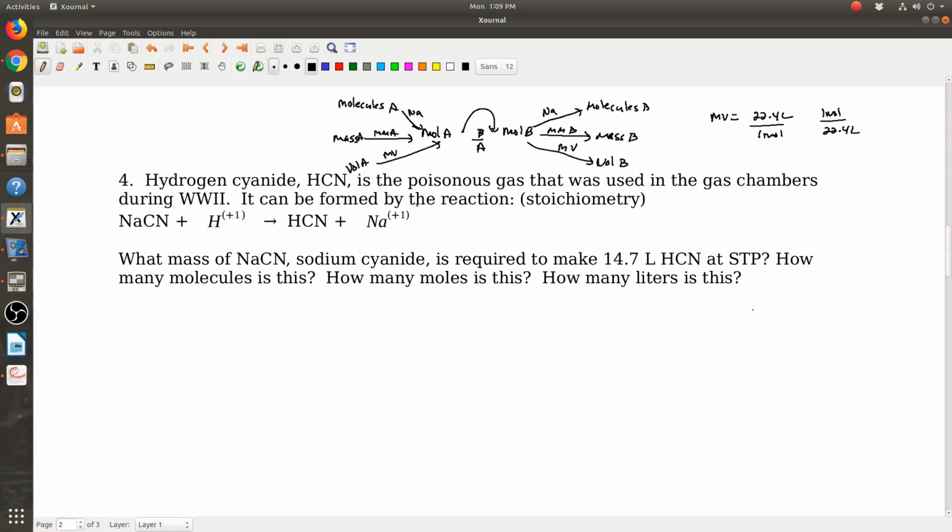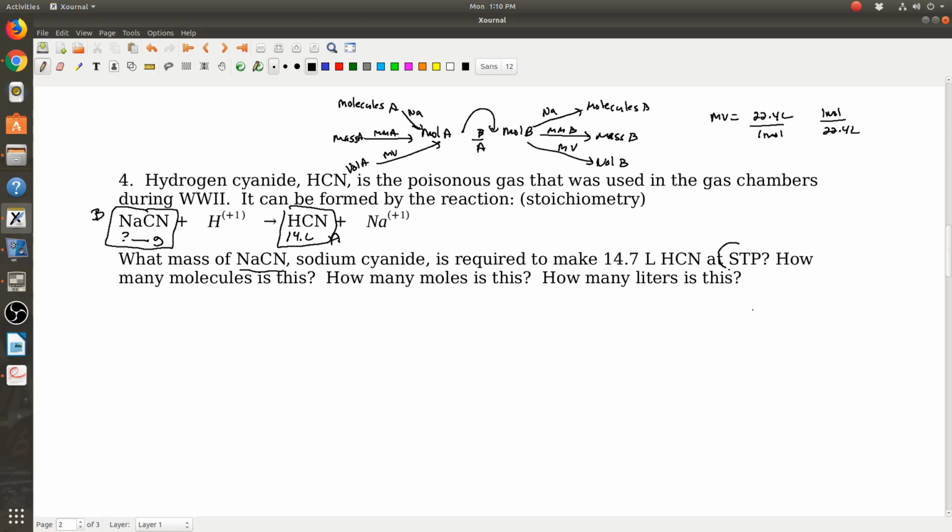So hydrogen cyanide is a poisonous gas that was used in the gas chambers during World War II. It can be formed by this reaction. Now, notice this has some ions in it. Don't worry about that. What mass of sodium cyanide is required to make 14.7 liters of hydrogen cyanide? The question is asking for mass, so that's going to be my B. The thing that I know about is my A.